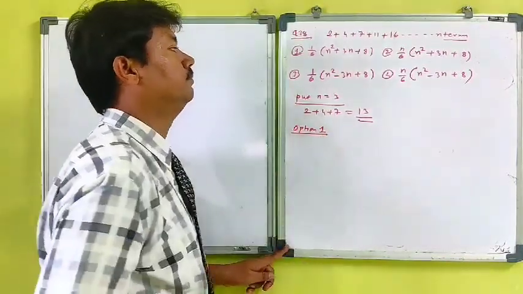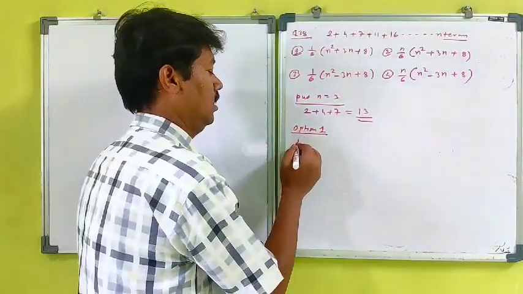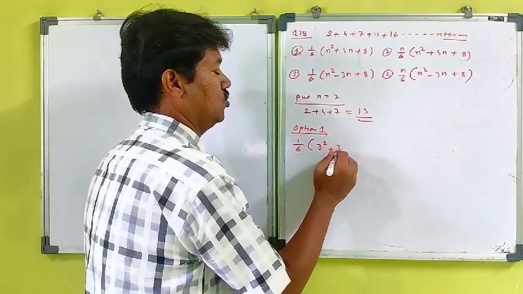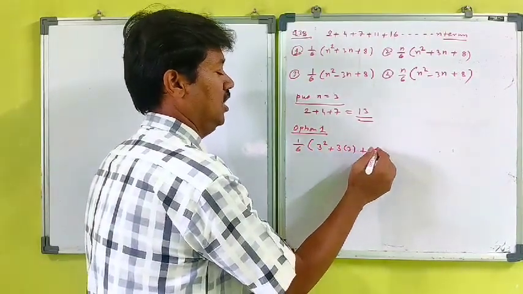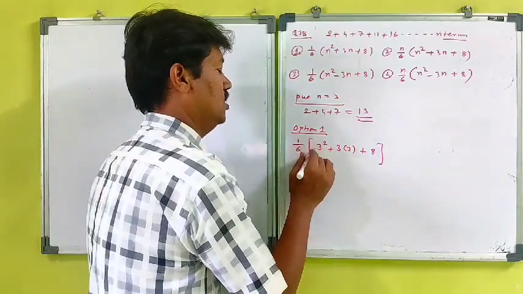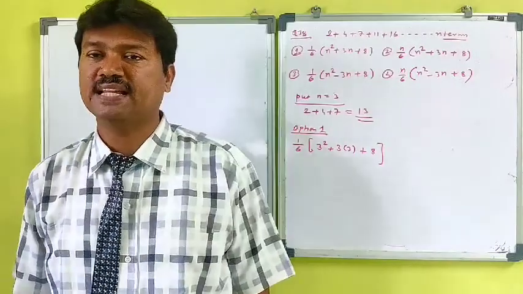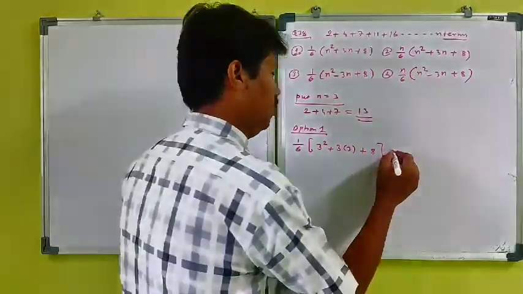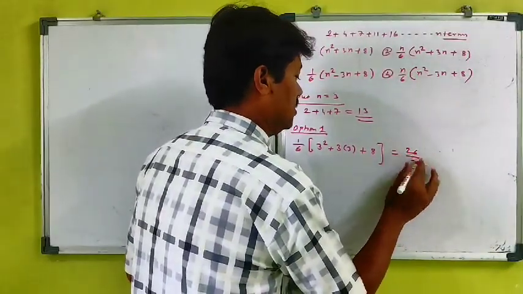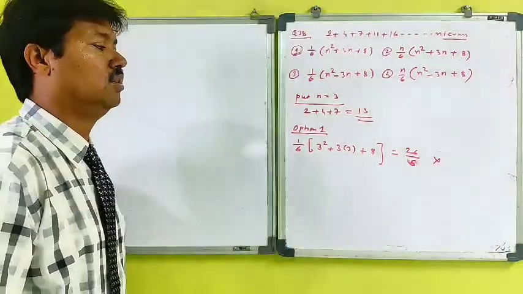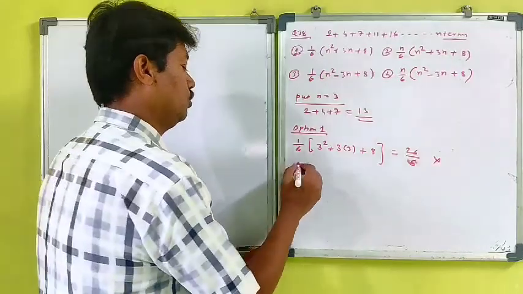Now the options. So option 1: 1 upon 6 into 3 square plus 3 into 3 plus 8. So what is this? It is 9 plus 9, 18. 18 plus 8, 26. So it is 26 upon 6, which is not correct because we need 13 upon 3. Option 2.